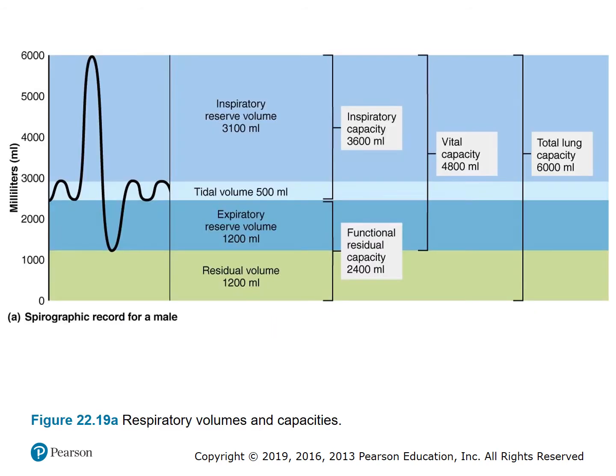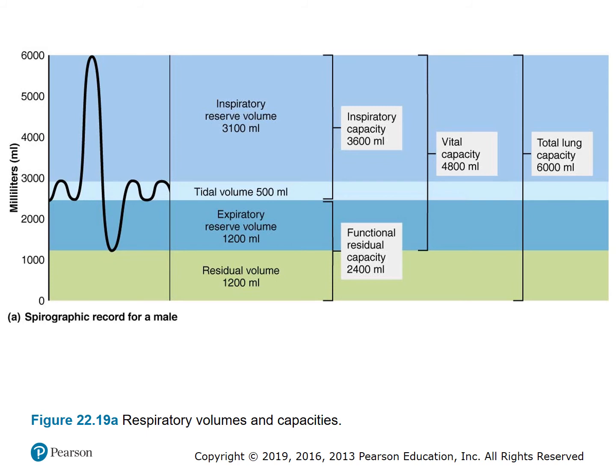Figure 22.19, respiratory volumes and capacities. Here's a spirographic recording from a male. On the y-axis we have measurements in milliliters. The tidal volume, we said, is about 500 milliliters. The inspiratory reserve volume is around 3100 milliliters. And if you take the tidal volume plus the IRV, you get the inspiratory capacity, which is about 3600 milliliters.